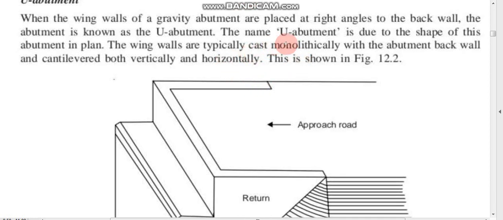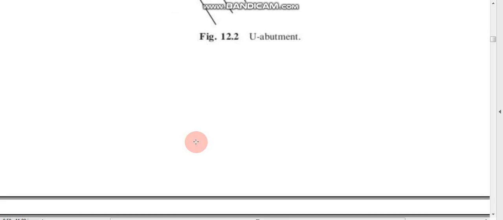The wing walls are typically cast monolithically with the abutment back wall and cantilevered both vertically and horizontally. So along with this abutment, these wing walls are cast.